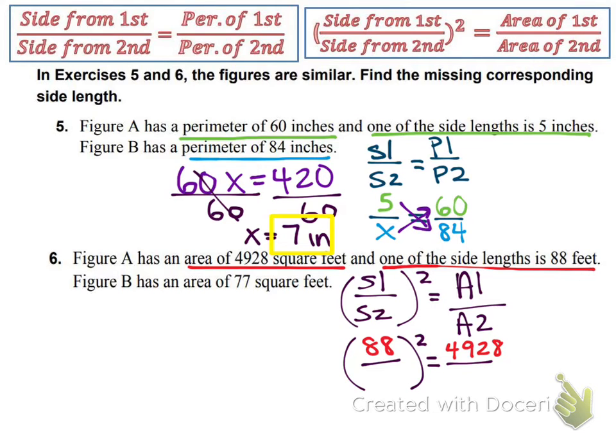All right, figure B has an area of 77 feet. A2. Do we know the other side lengths? No. This is going to be a large answer. Just prepare your heart. What is 88 times 88? 7,744. So we've squared 88, but remember you also have to square the bottom. So you'll have x squared on the bottom.